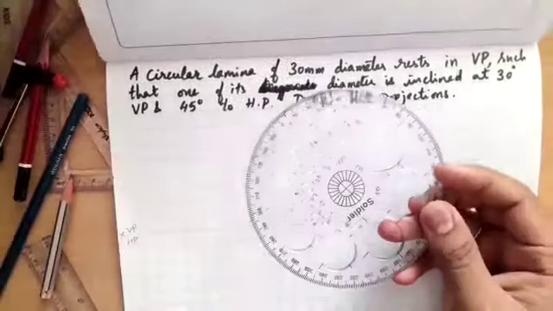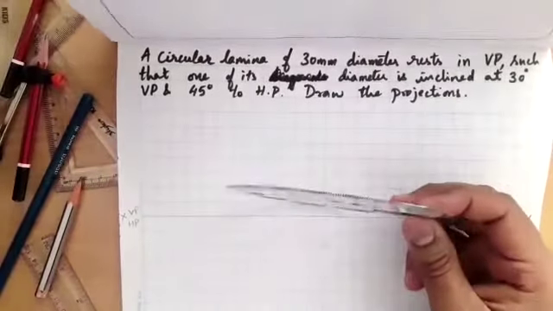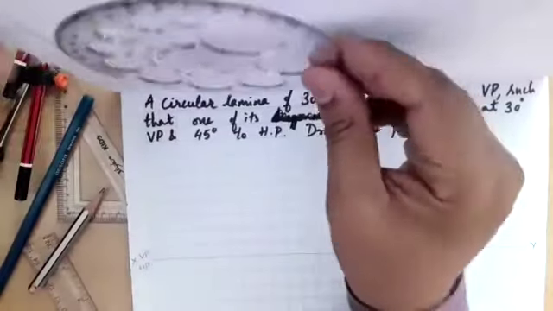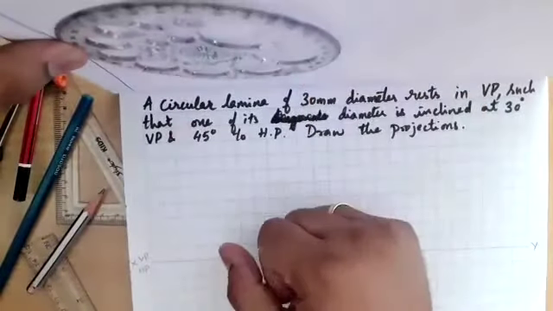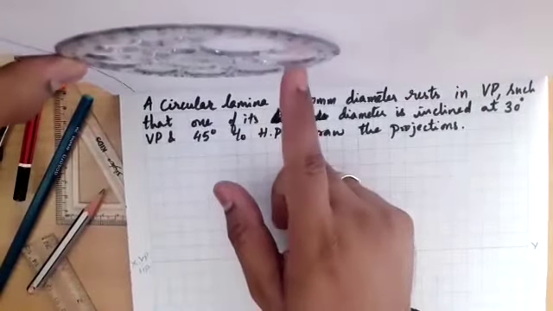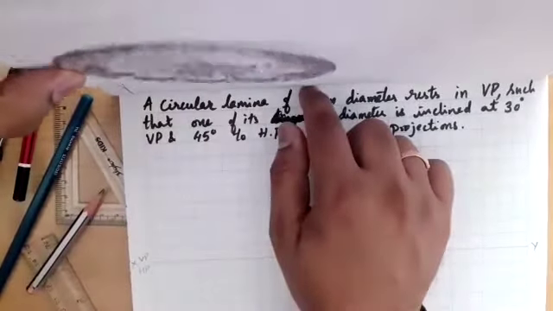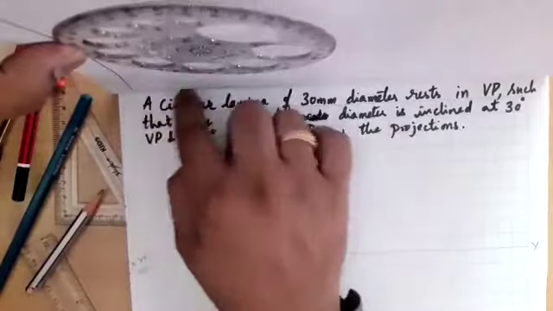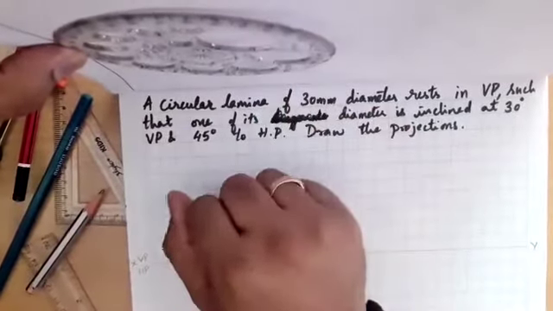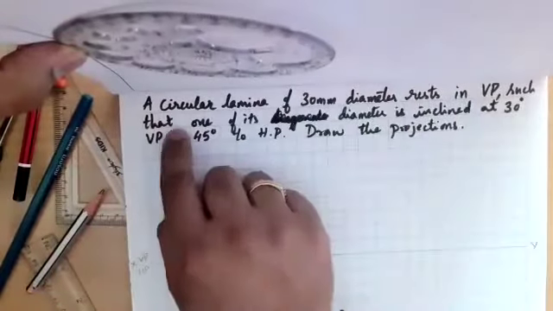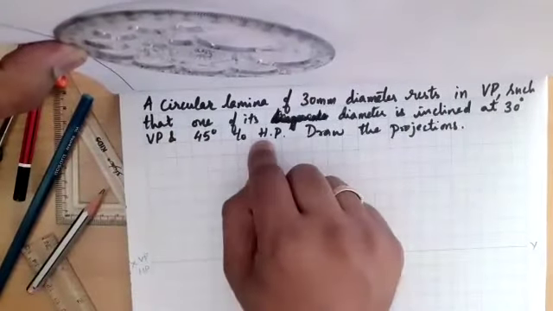like this. Don't consider the holes in it. You consider this is a plate. It is in VP right now. If you see this from top, it is just a line what you see of this circular lamina. It is in VP. The diameter is inclined at 30 degree to VP and 45 degree to HP.